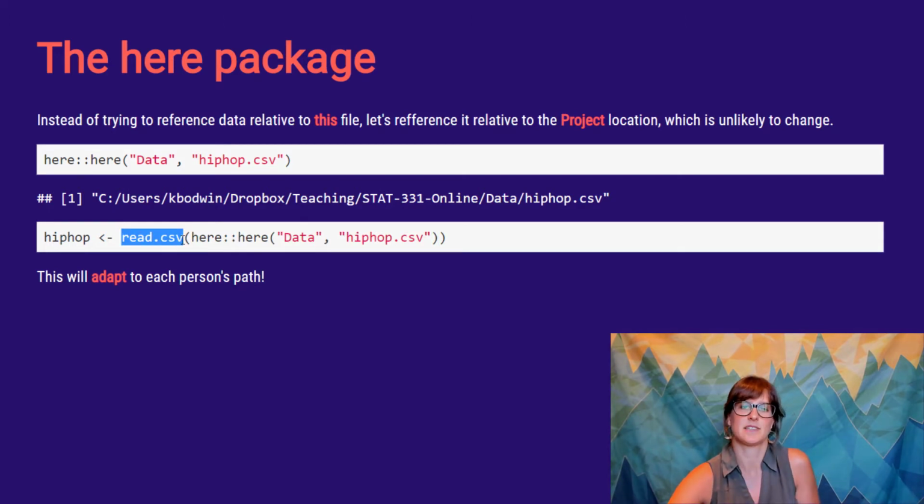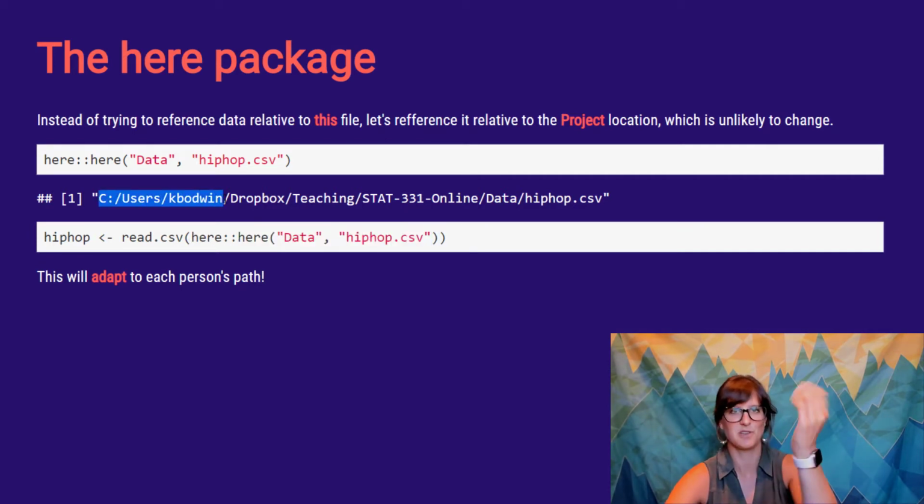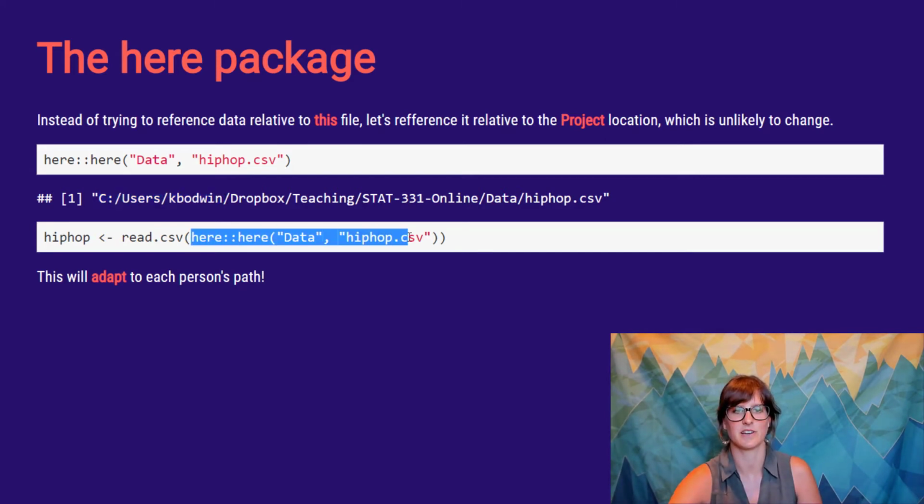And so when I use this on my computer, this function is going to give back this path that is in the kbodwin section of this computer. And when you use it on your computer, then this here function is going to give back whatever path leads to home base on your computer. It's really handy, the most reproducible way I know to share data. I want to really encourage you to get in the habit of using this package.